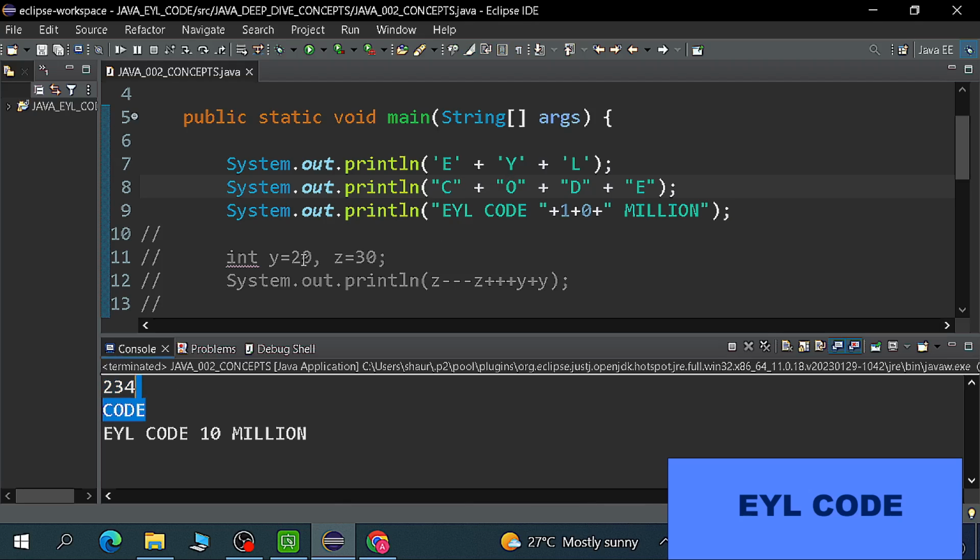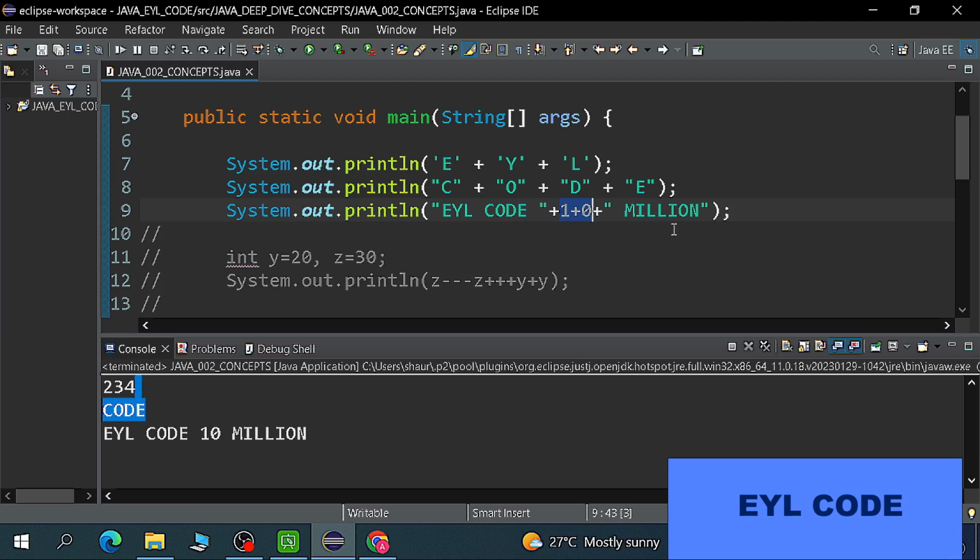So moving to the third statement, some might be confused, like if 1 plus 0, it should be showing 1, EYL code 1 million, right? But it is not so, because as we are having a string, this is now going to be treated internally as a string. So you can't think of it as a number right now. Internally this thing is going to be a string.